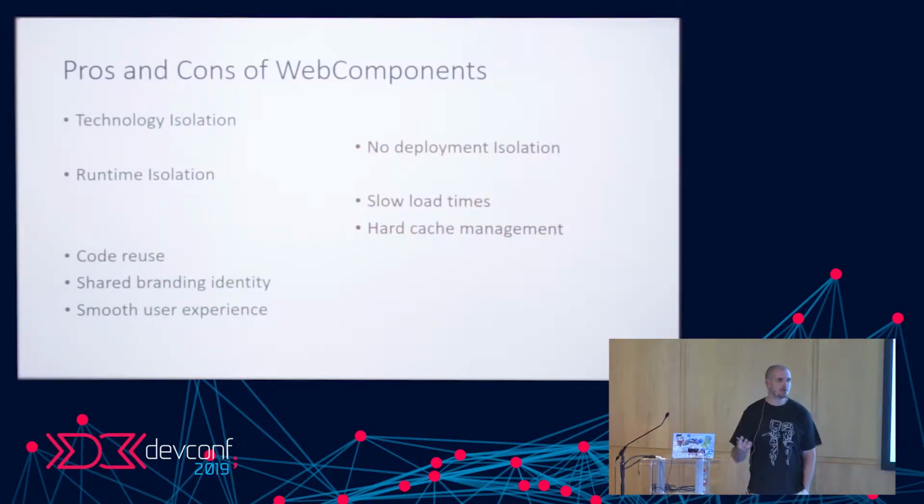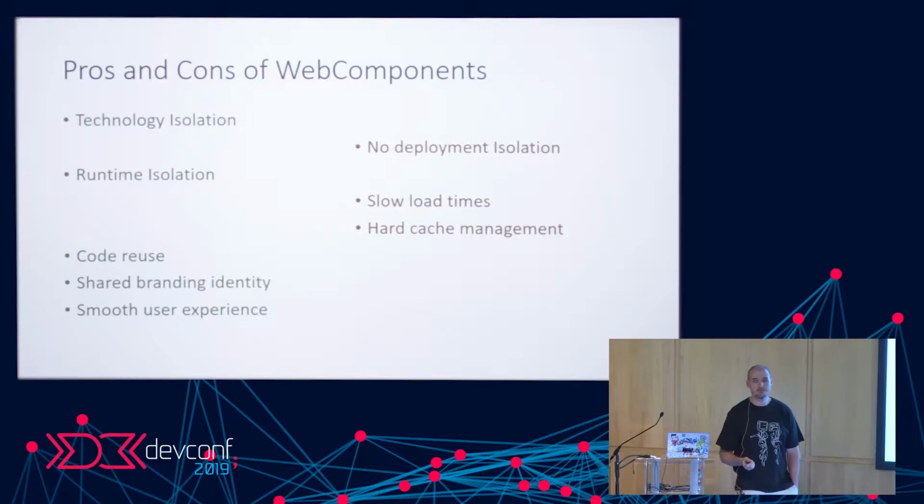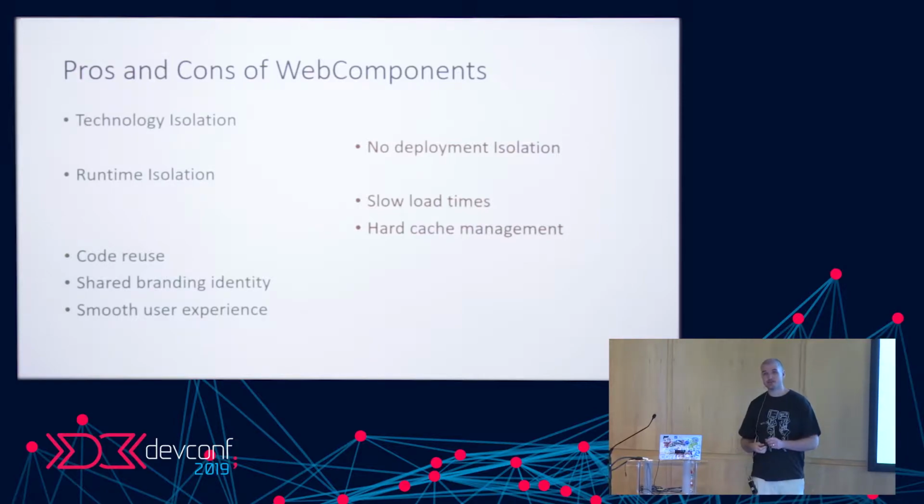So let's look at some pros and cons. You've got complete technology isolation, because you can literally take Angular 6 hosted in a React application. You can have Angular 6 hosted in an Angular 4 application. You can have AngularJS 1.8 in an AngularJS 1.4 application. You've got complete isolation between the technology there. Again, there's no real deployment isolation, because no matter how many times I update that Angular web component package, it's only going to be updated in production when I pull the latest version and deploy that.